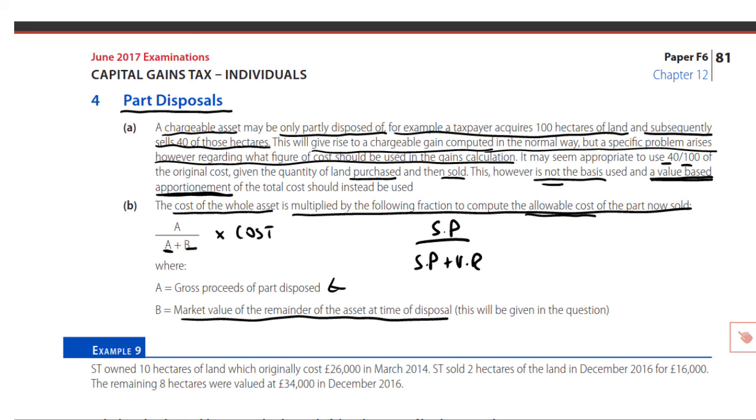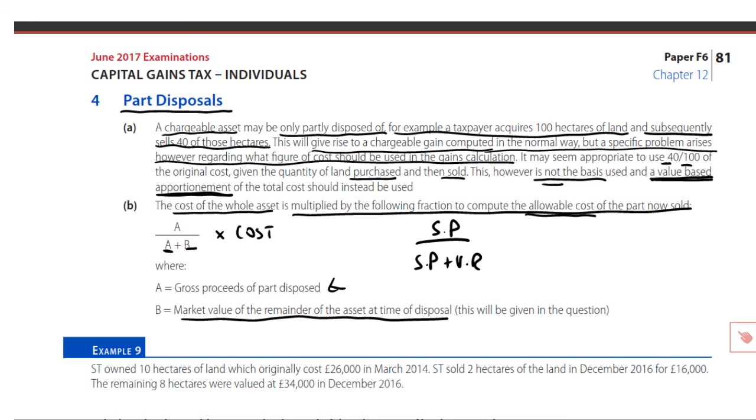Now in most texts, they go A over A plus B and then tell you what A and B stand for. So learning A over A plus B is no use to you at all if you don't know what they stand for. So it is sale proceeds over sale proceeds plus value remaining, all of which information is given in the question. You simply have to pull it from the question to work out your answer.